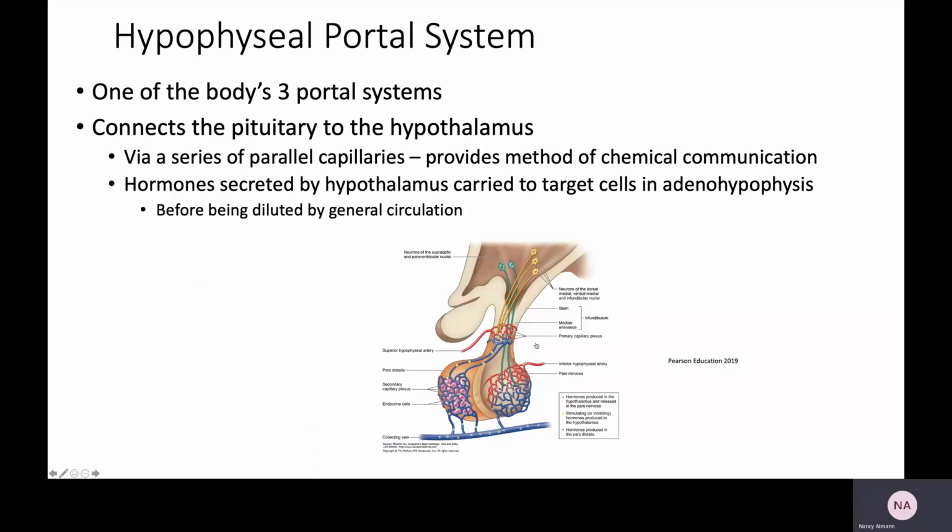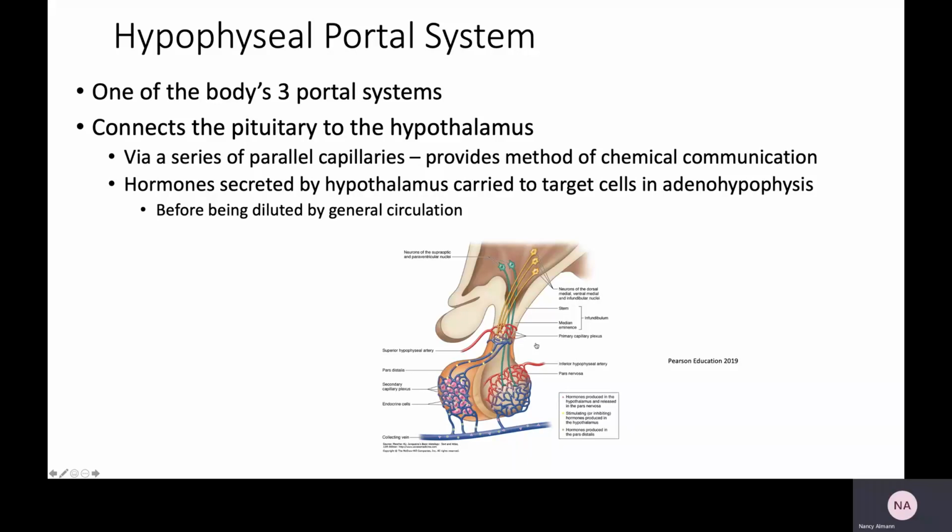So those blood vessels that are around the infundibulum and pituitary are part of what is known as the hypophysial portal system. Hypophysial portal system. Hypophys for hypothalamus. It's one of 3 portal systems. Can you figure out what the other 2 are? That's what Google is for. It's going to be important.